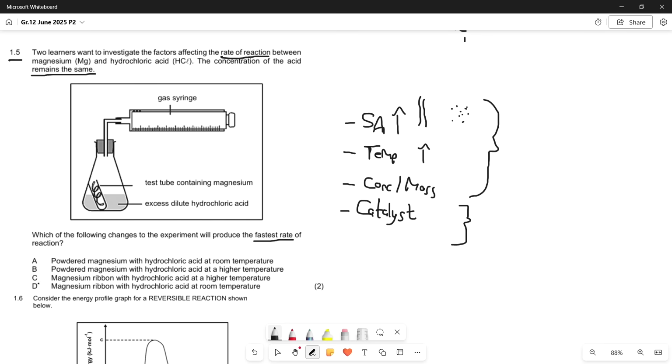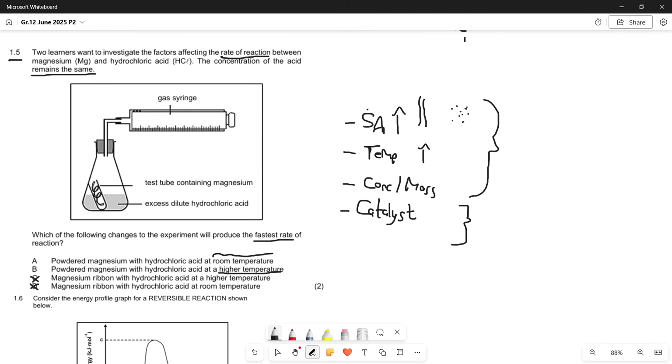So that means we have to look at a couple things. So let's look at surface area first, where we can compare magnesium powder. Okay, so that's important. And these other two options include magnesium ribbon and magnesium ribbon. Okay, so just off the bat, fastest rate of reaction has nothing to do with the magnesium ribbon because the powder will be quicker. So now we just have to compare A versus B, where we both have powdered magnesium with hydrochloric acid, but one is at room temperature over here and the other is at a higher temperature.